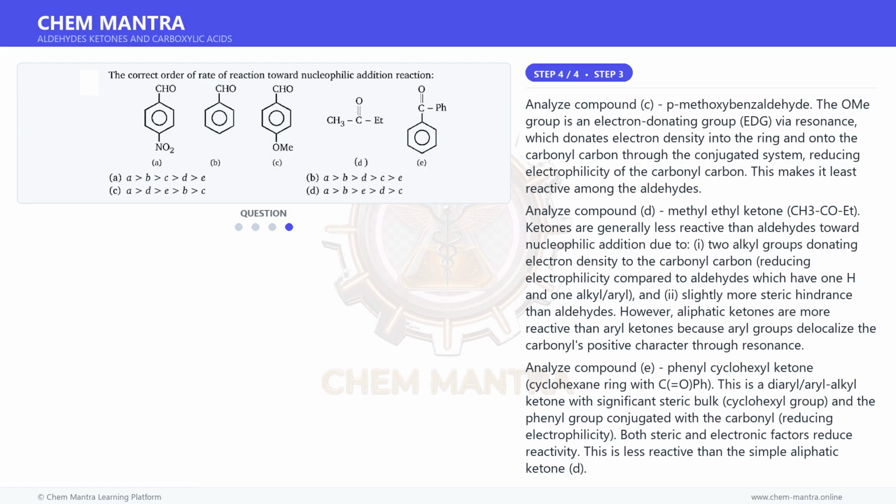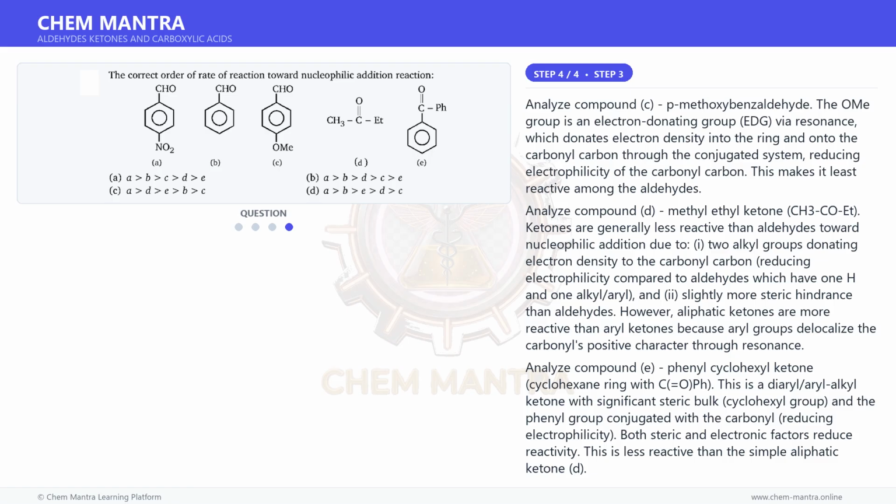Analyze compound D, methyl ethyl ketone, CH3-CO-Et. Ketones are generally less reactive than aldehydes toward nucleophilic addition due to +I effect of alkyl groups donating electron density to the carbonyl carbon, reducing electrophilicity compared to aldehydes, which have one H and one alkyl or aryl group, and to slightly more steric hindrance than aldehydes. However, aliphatic ketones are more reactive than aryl ketones because aryl groups delocalize the carbonyl's positive character through resonance.